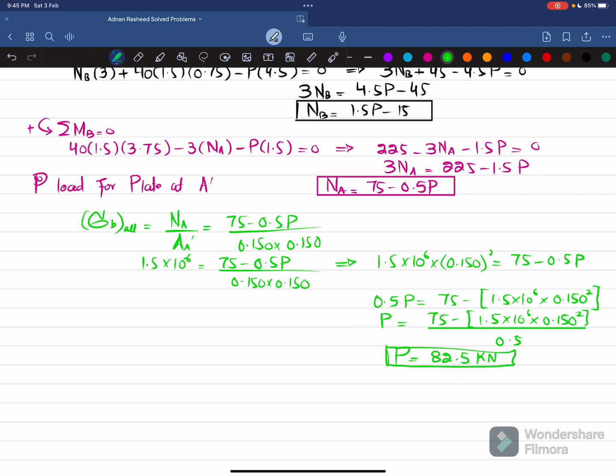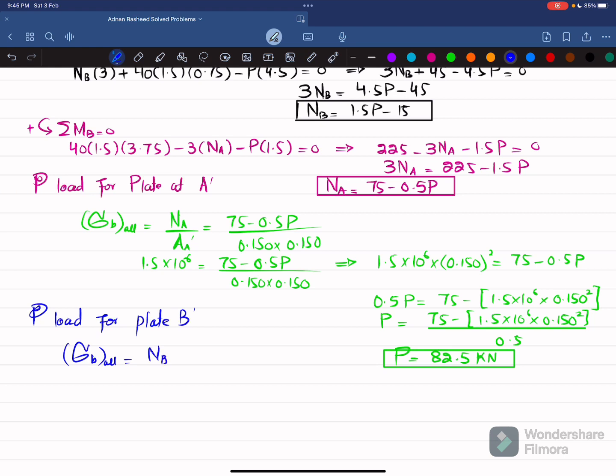Now this is the load that will be acting on the beam for plate at A dash. What we are going to do is find the P load for plate at B dash. The allowable bearing stress will be equal to the normal load at bearing plate B divided by the area of the bearing plate. So the normal load at B is 1.5 times P minus 15.